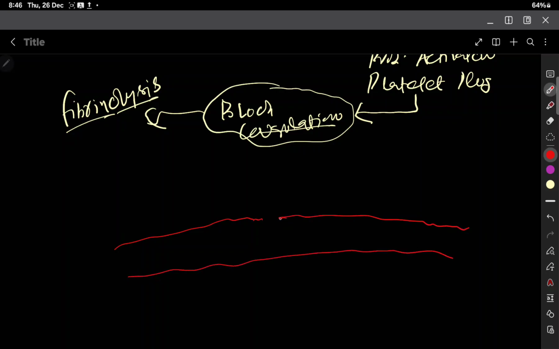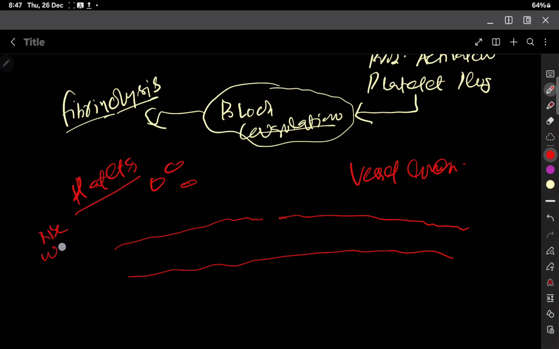Okay, so here, for example, this is the site of the injury, and this here is the vessel lumen, means inside of the vessel. Okay, and this is the vessel wall. What happens? This vessel lumen contains platelets, RBCs. For example, these are the platelets. So it contains platelets, RBCs, and WBCs.